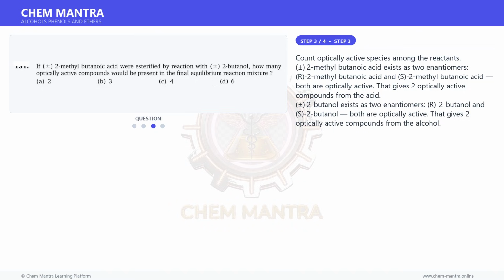Count optically active species among the reactants. (±)-2-methylbutanoic acid exists as 2 enantiomers, R-2-methylbutanoic acid and S-2-methylbutanoic acid, both optically active. That gives 2 optically active compounds from the acid. (±)-2-butanol exists as 2 enantiomers, R-2-butanol and S-2-butanol, both optically active.